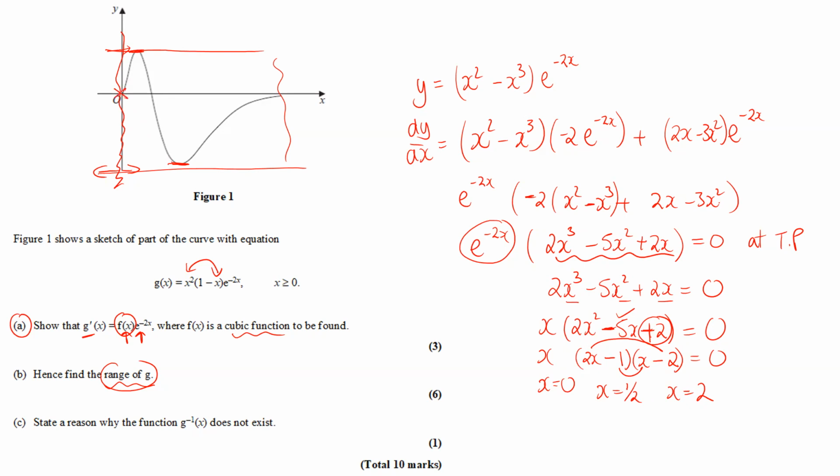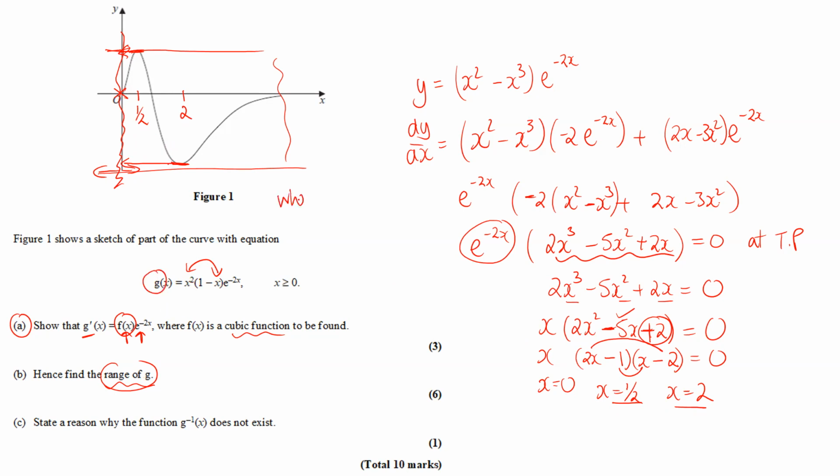x is equal to 0. That must have been another turning point, which isn't part of the graph. And here, this must be x is equal to a half, and this must be x is equal to 2. Does everyone understand why we've differentiated, we've equated it to 0 to get the x coordinates where the max and min are? But in order to find the range, we're not interested in the x coordinates. We want to know what the equivalent y coordinates are at those points. So we have to put these values back into our g of x.